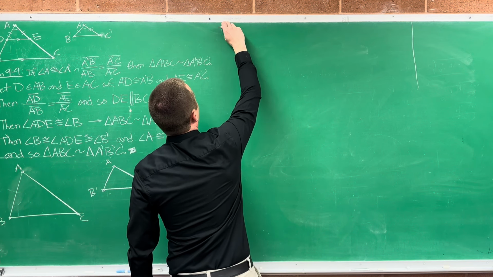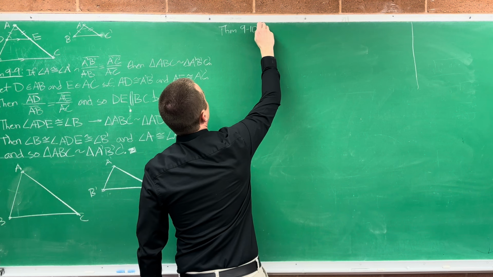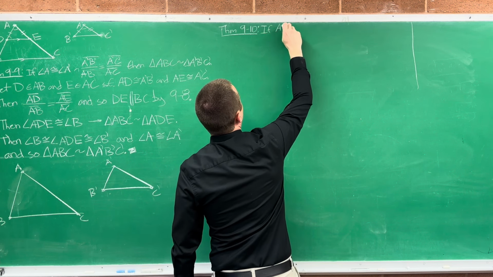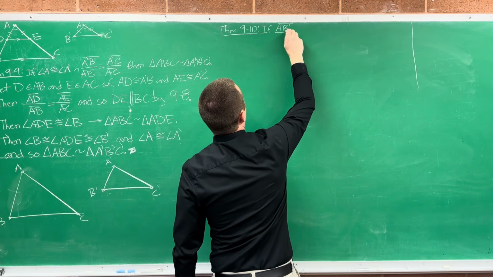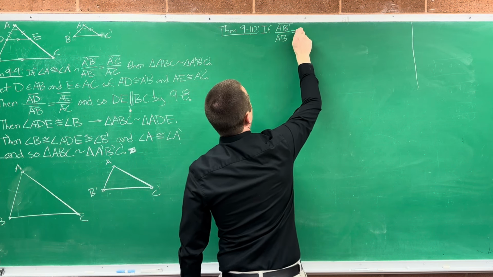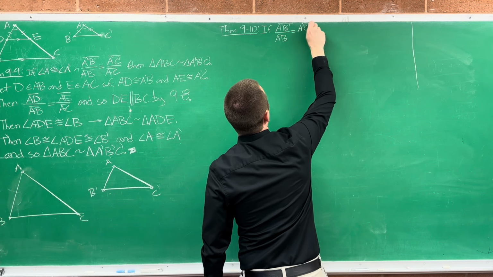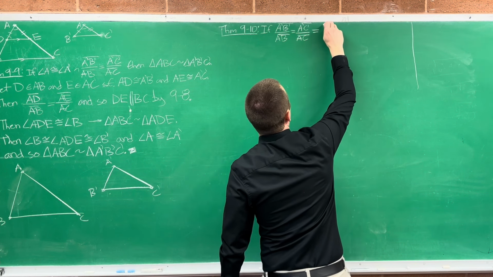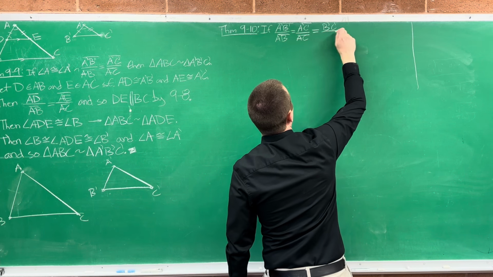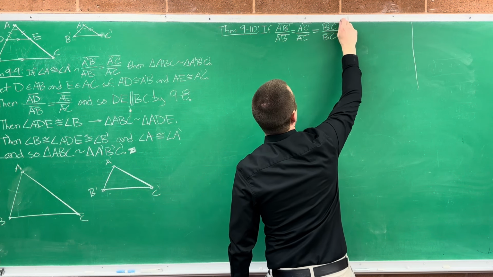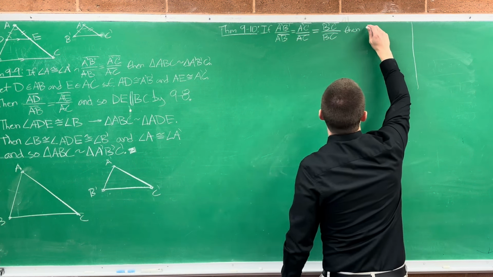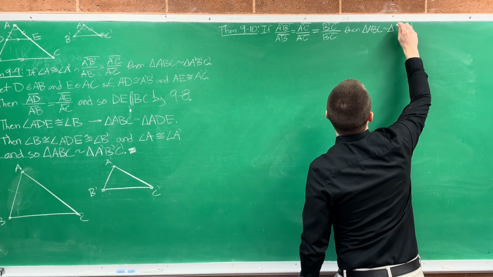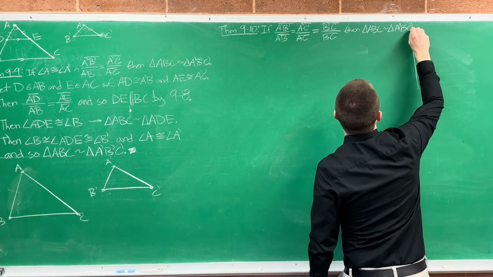So this is theorem, where are we on? 9.10. I'm trying to prove that if A prime B prime's length over AB's length is equal to A prime C prime's length over AC's length, is equal to B prime C prime's length over BC's length, then triangle ABC is similar to triangle A prime, B prime, C prime. So that's what we're trying to prove, right?